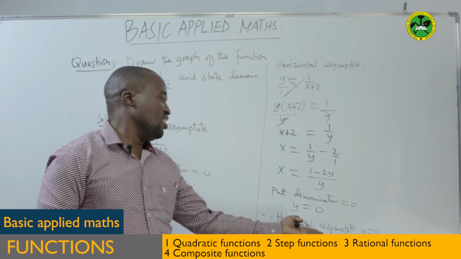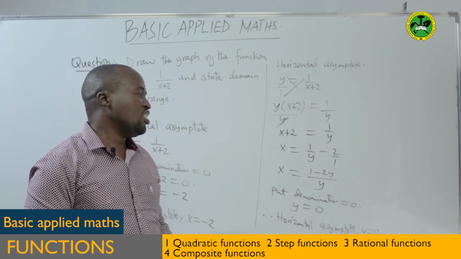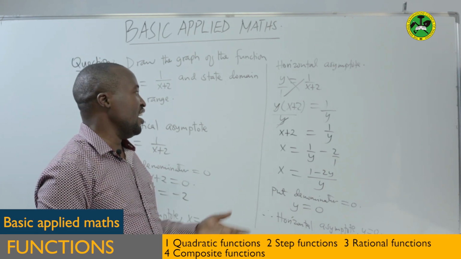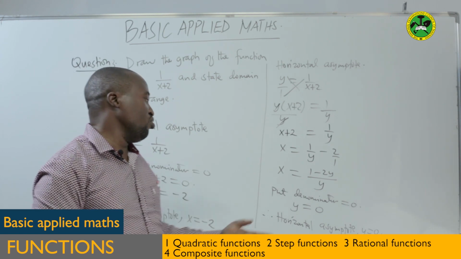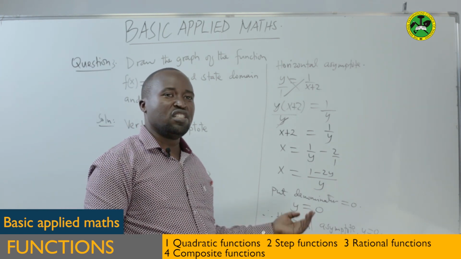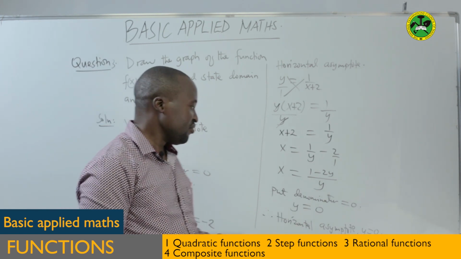Now what does this mean? That means the value of y which does not exist in our graph. So we are going to locate this value by using a dotted line.